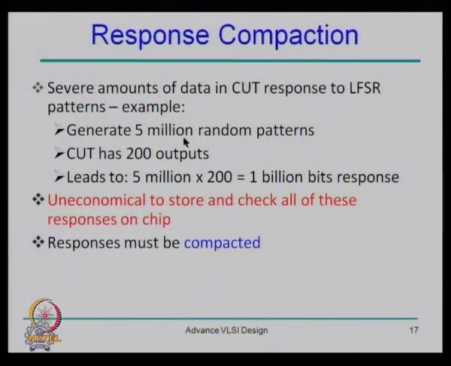So you can have compact storage of the signature, and then you can compute. Let's say, for example, you have 5 million random patterns generated and there are 200 outputs. In that case, you need 1 billion bits, and it is very uneconomical to store that. So now we need compaction. What could be the way to generate the signature?